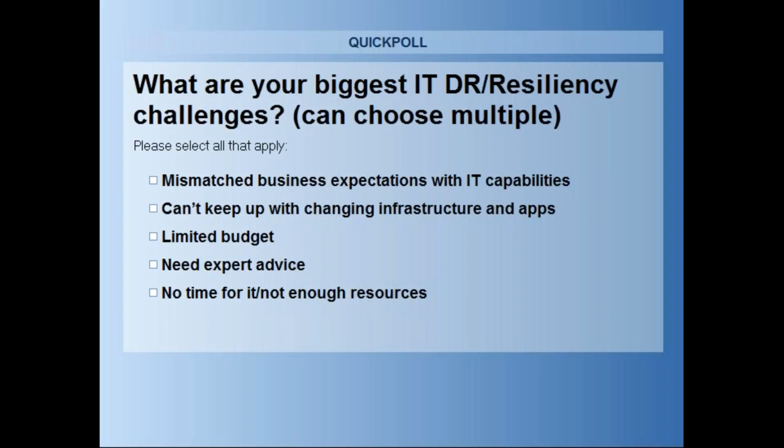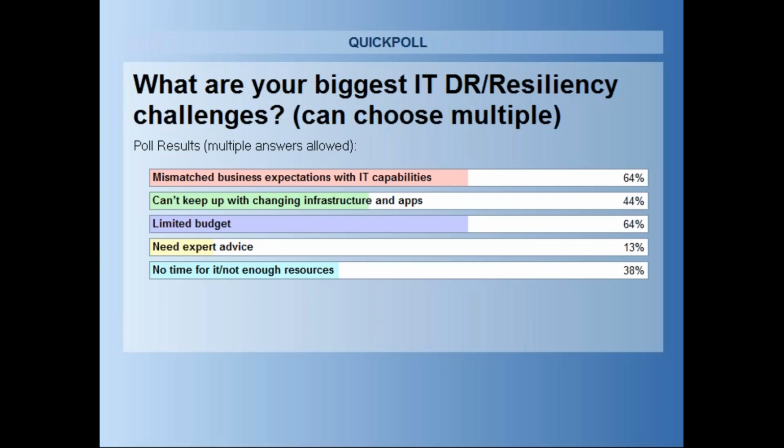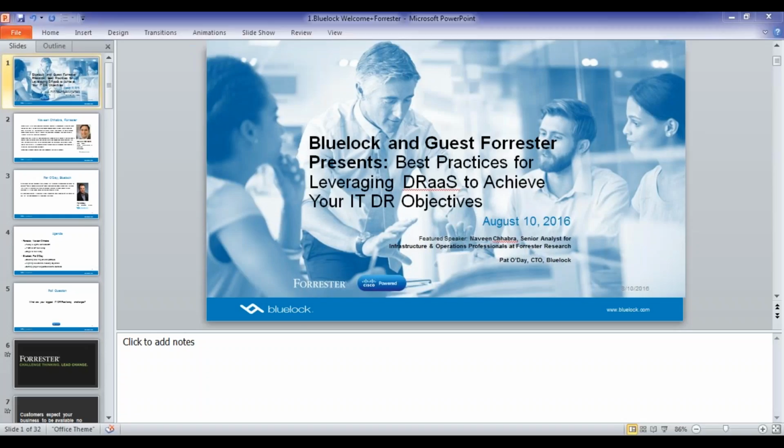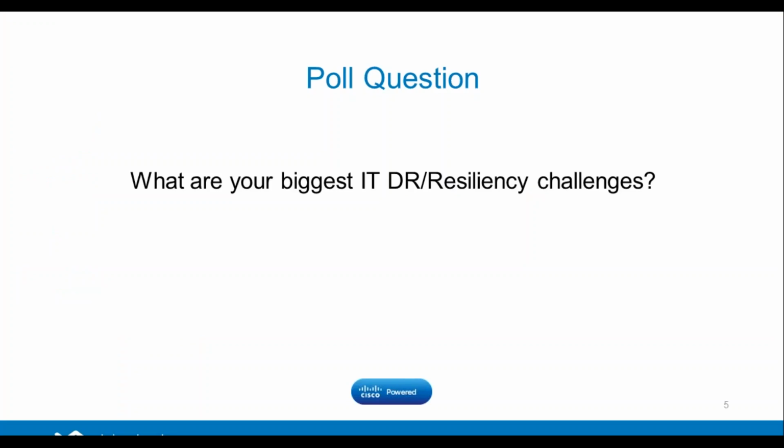Wonderful. Looks like we've got most of the folks voting, so I'm going to go ahead and publish the results here. Close it. And then we'll share it with the audience. You'll see tied for first are both limited budget and mismatched business expectations with IT capabilities, followed in third place by can't keep up with changing infrastructure and apps, followed by not enough time or not enough resources, and finally needing expert advice. So I'll go ahead and close this and hide it and move on with today's presentation here.